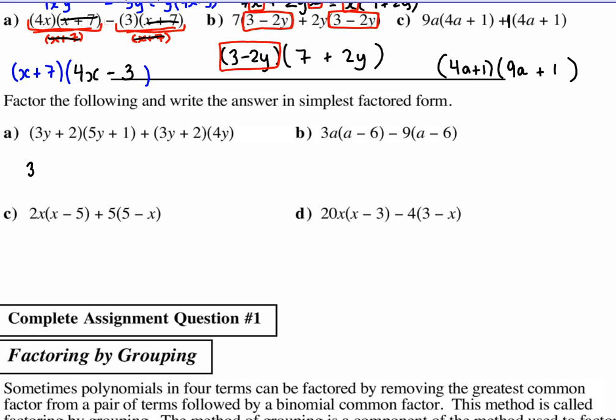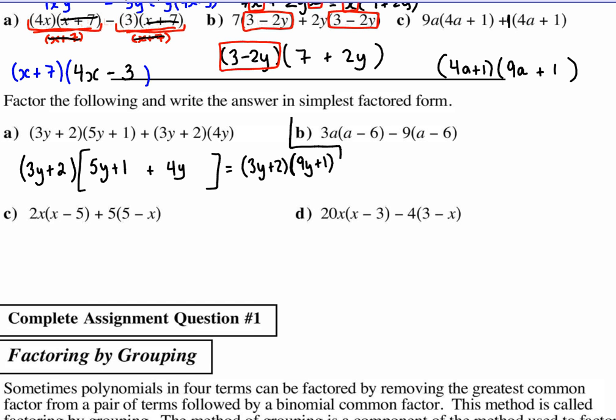3y plus 2 we can factor out from each term. This is a tough one. Because what are we left with then? I need square brackets. 5y plus 1 plus 4y. Can we collect those like terms? Yes, so that equals 3y plus 2 times 9y plus 1. Okay, so let me use other brackets. Got it?